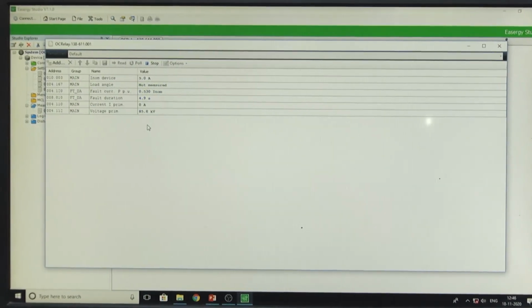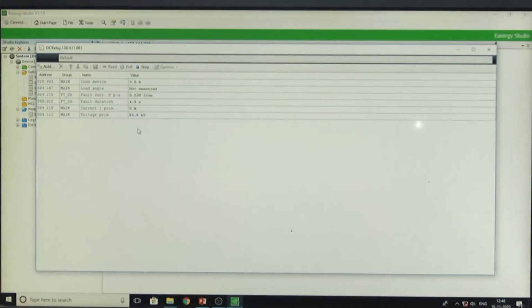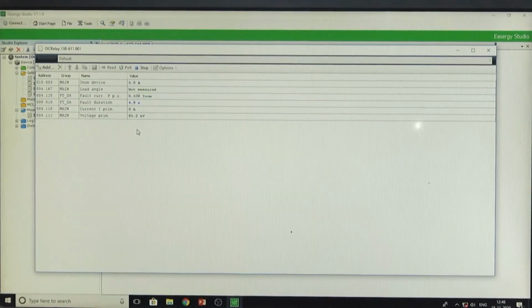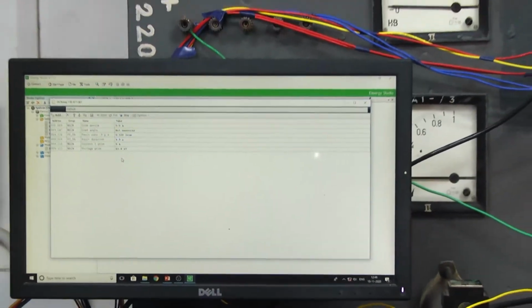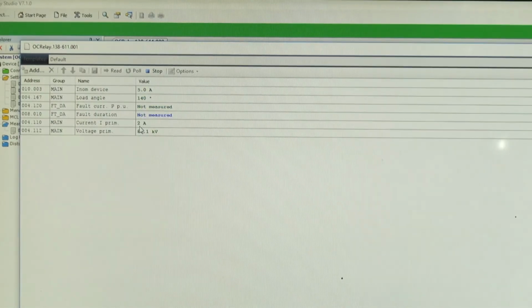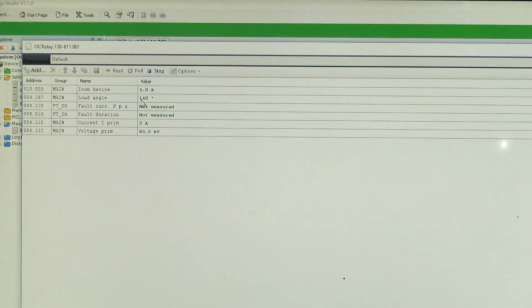Next, we will see whether beyond this 135 degree setting the relay will operate or not. As expected, it should not operate. Let us see another case. See here the current is still 2 ampere, so it is in the overcurrent mode, and the load angle happens to be 140 degree.